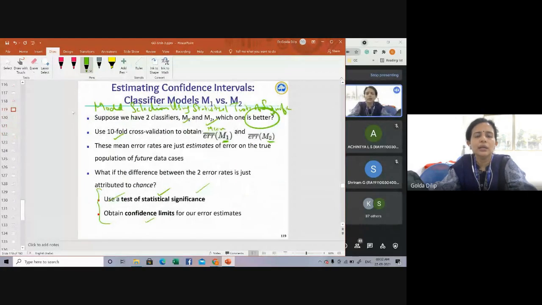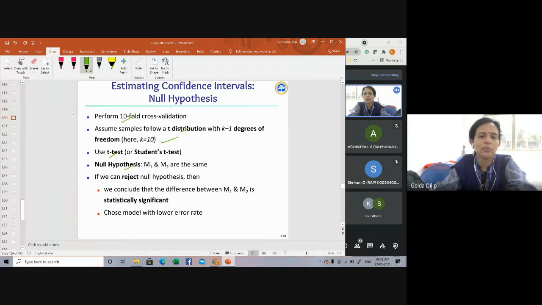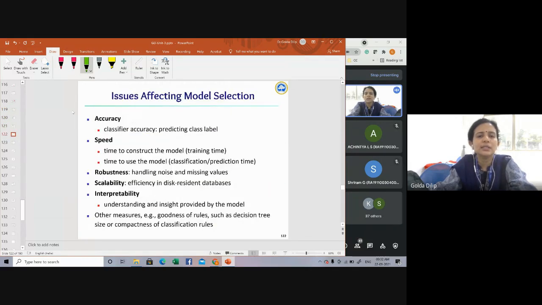That's regarding model selection using statistical tests of significance. You need to know just the procedure: how do we go about it, what is the significance, and what it is all about. Next, these are the issues affecting the model selection.